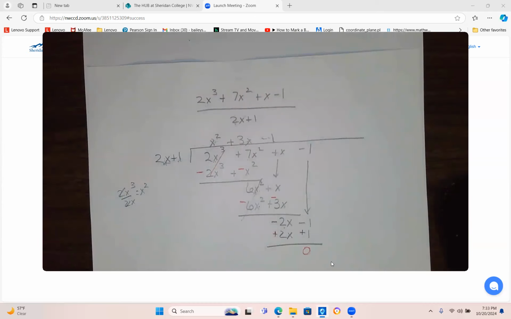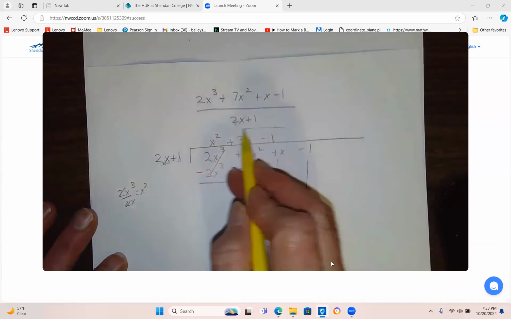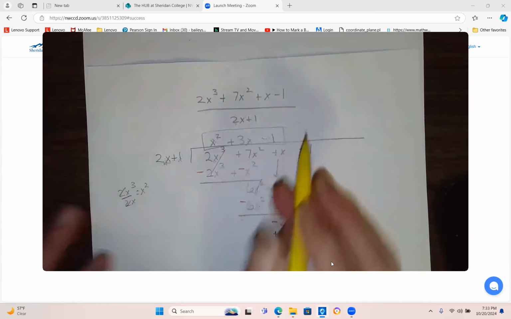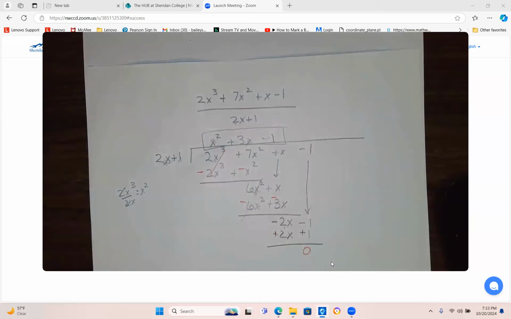So where is your answer in all of this? This right here is the quotient. It's the answer in division. X squared plus 3x minus 1.